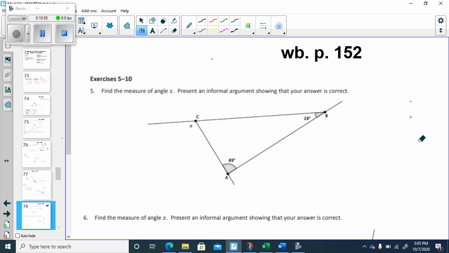Workbook page 152, we're going to try a few of these. Here's my angle, it's an exterior angle. I've got my two remote interiors, the two that don't touch it. So to find the value of x, all I have to do is add up the two remote interiors. 89 plus 28, put that in your calculator. 89 plus 28 would give you 117, okay? That's 117 degrees.